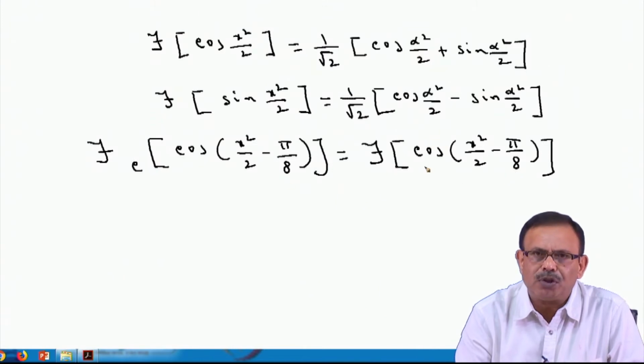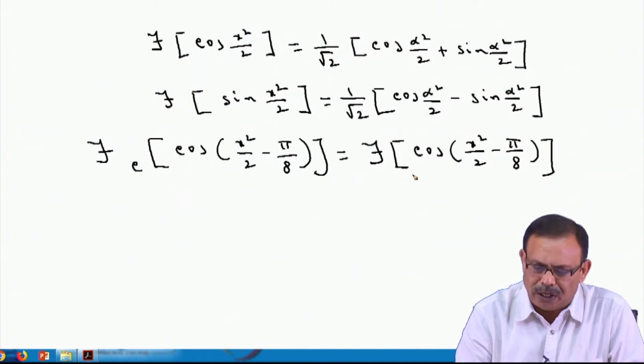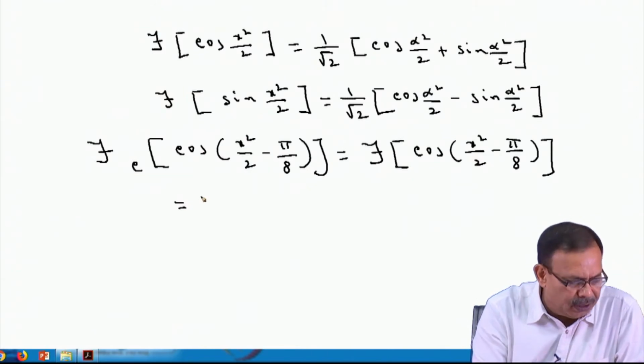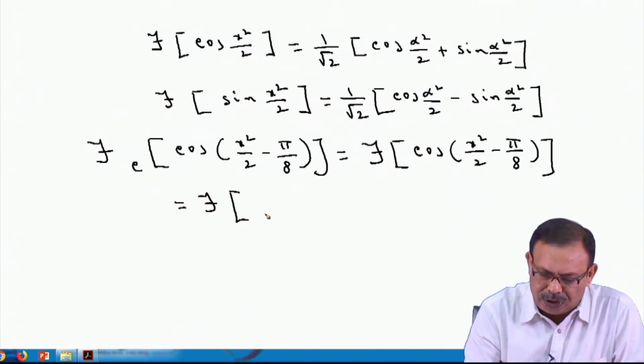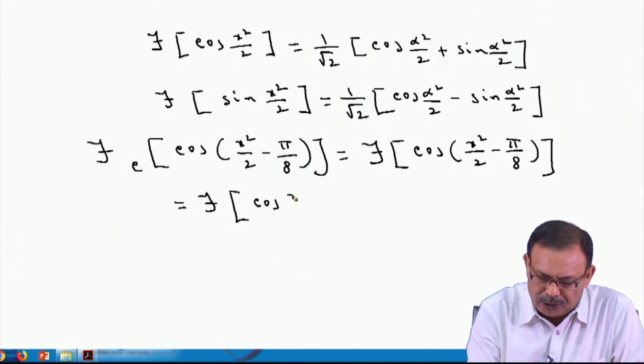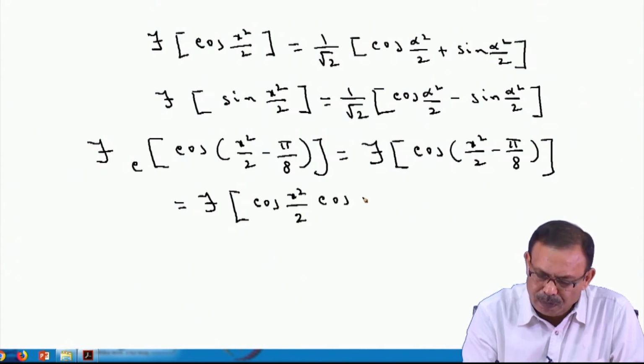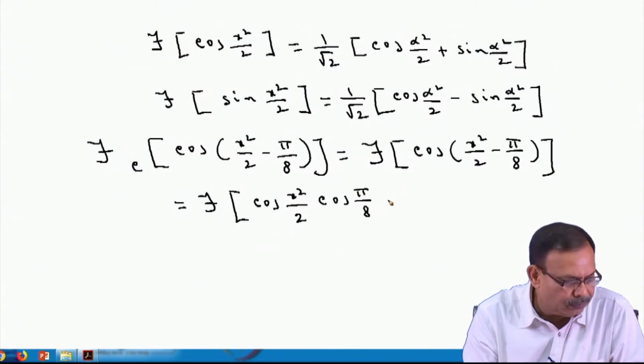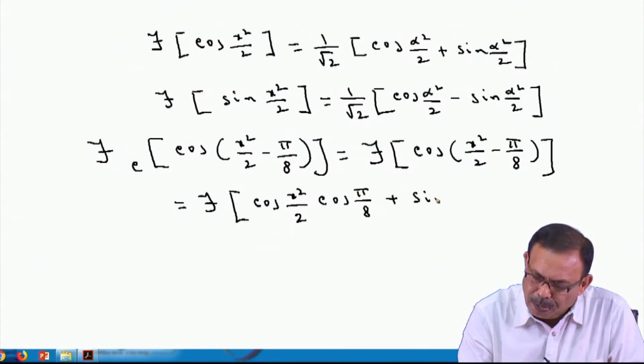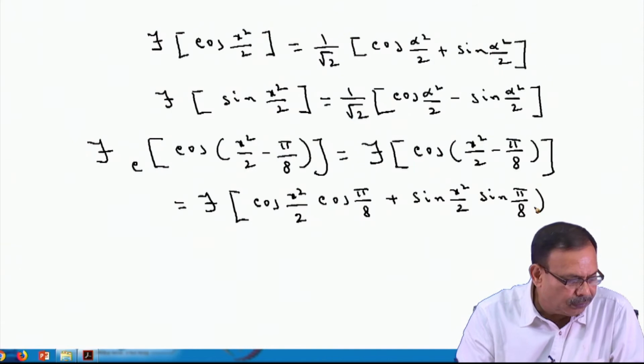So, please note this one, since the Fourier transform and the Fourier cosine transform of a function is same, using that property we can write down this. And once we are getting this cos term we can break it: cos of x square by 2 into cos of pi by 8 plus sin of x square by 2 into sin of pi by 8, we can write down.